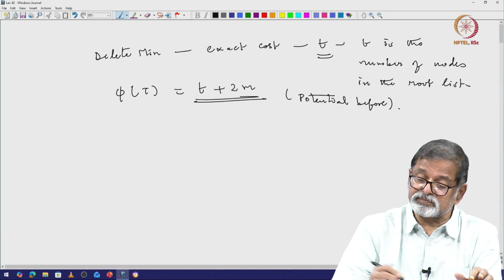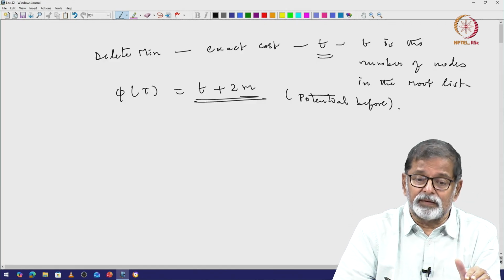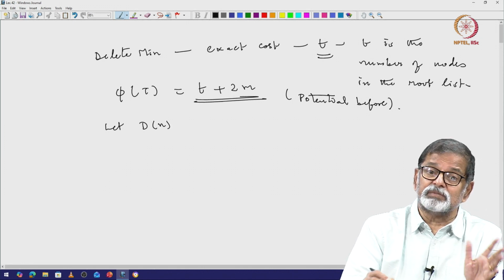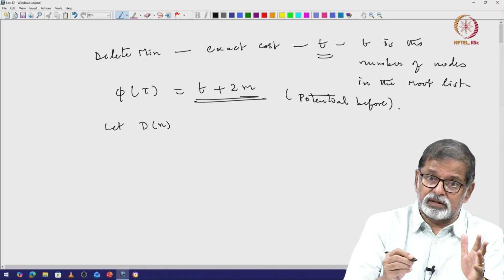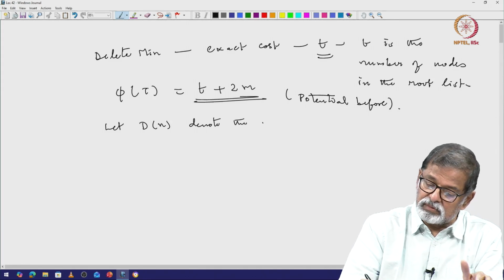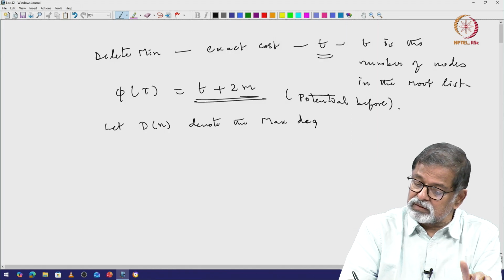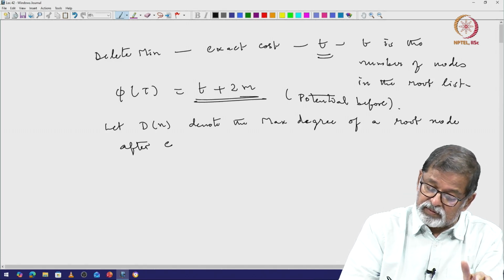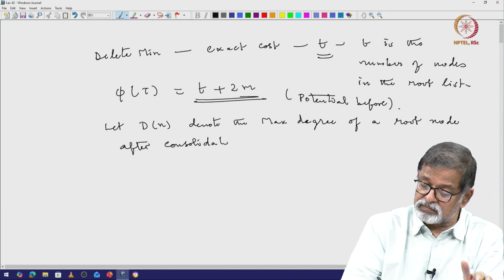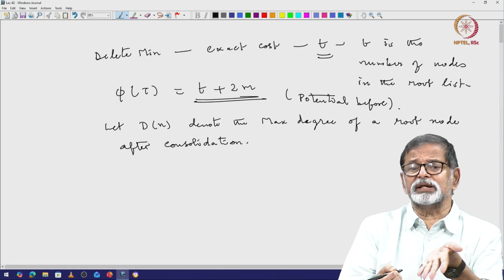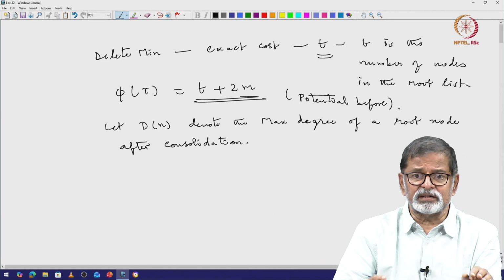before. Let dn denote the maximum degree of a root node after consolidation, and you can have only this many trees because all degrees are distinct.